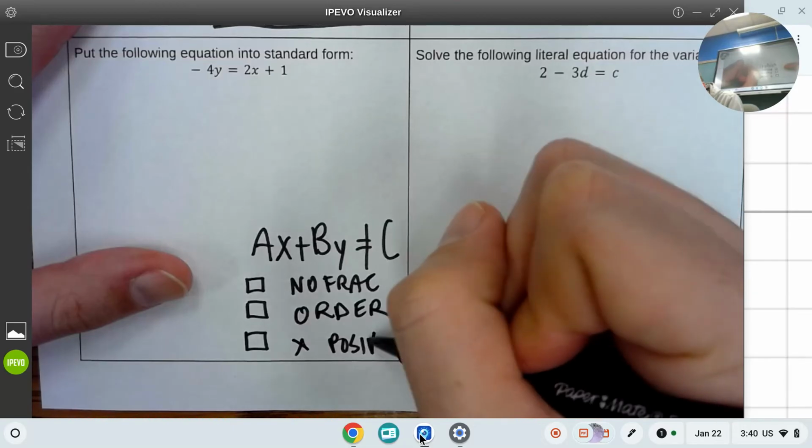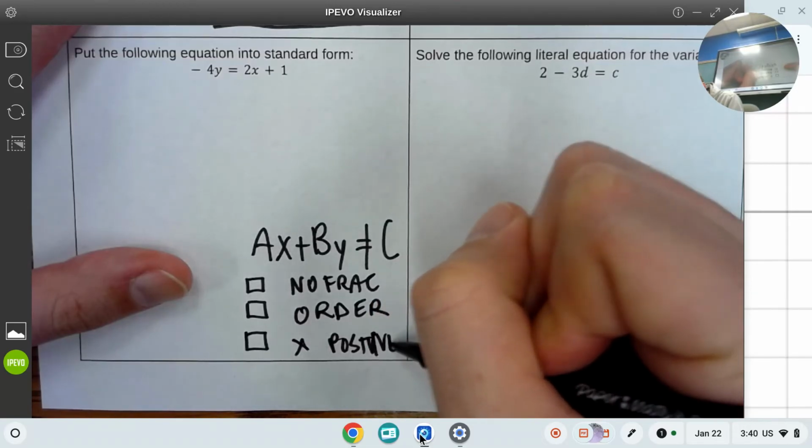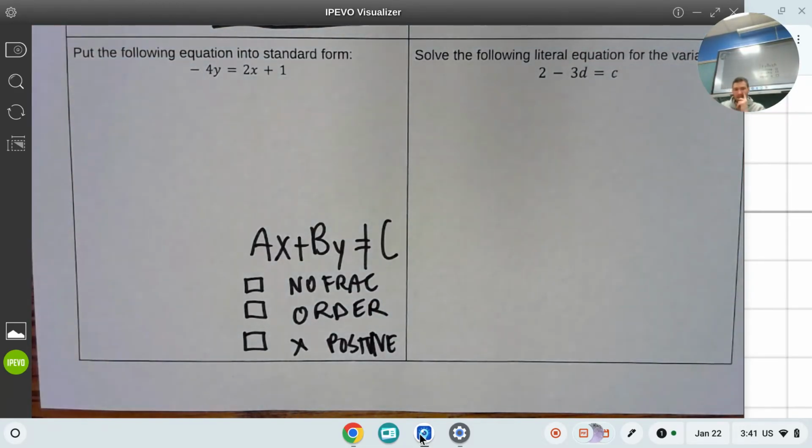So let's make a checklist. The first one: do we have any fractions? No. So we're good. We got no fractions. We're almost done, girls. Please don't be distracted.